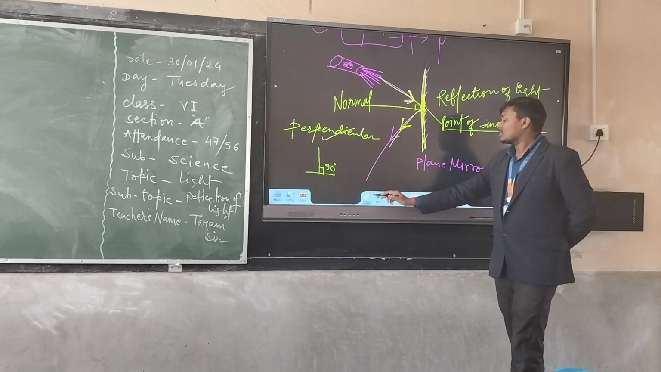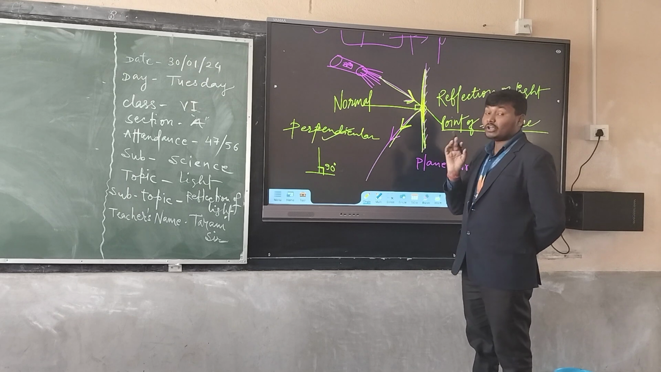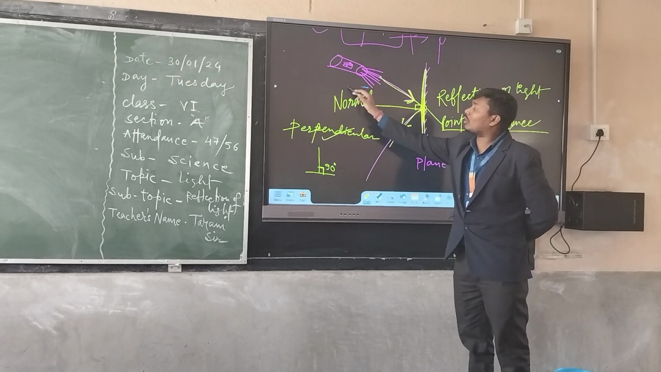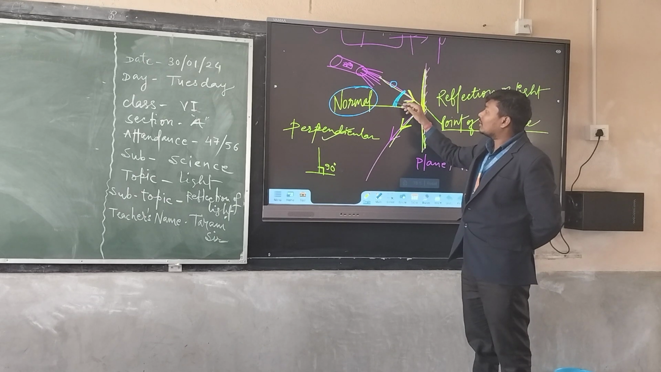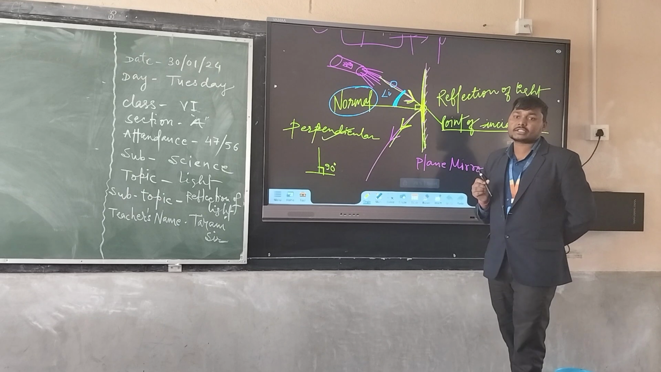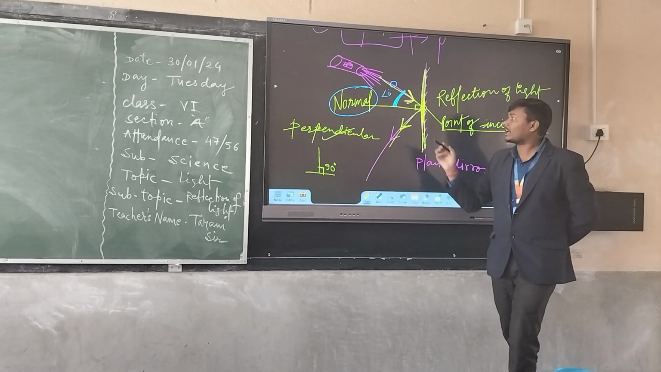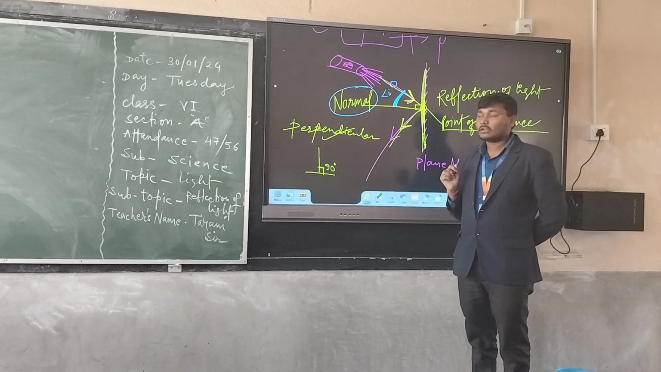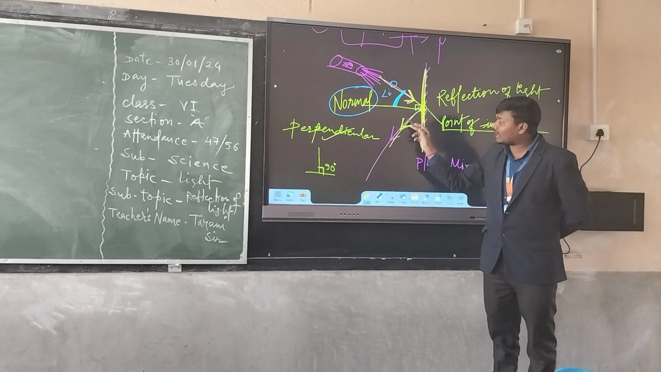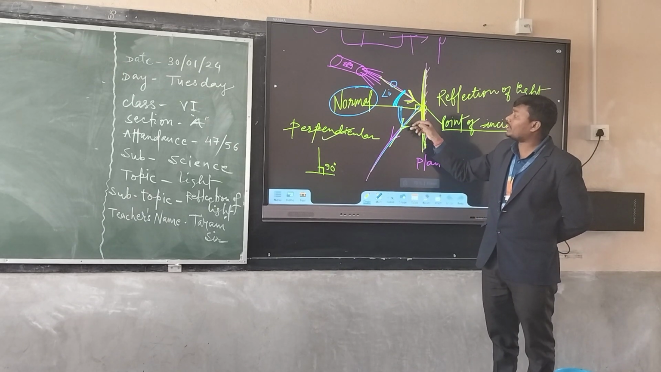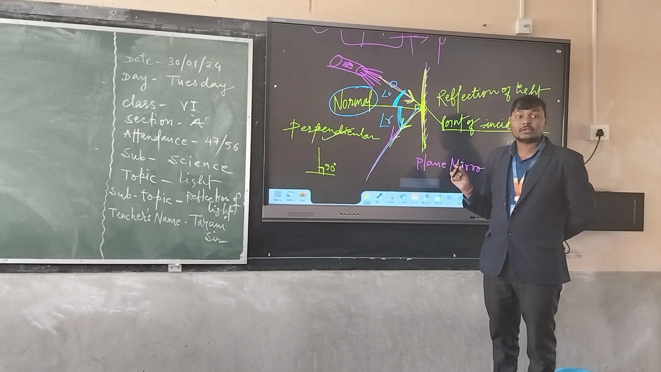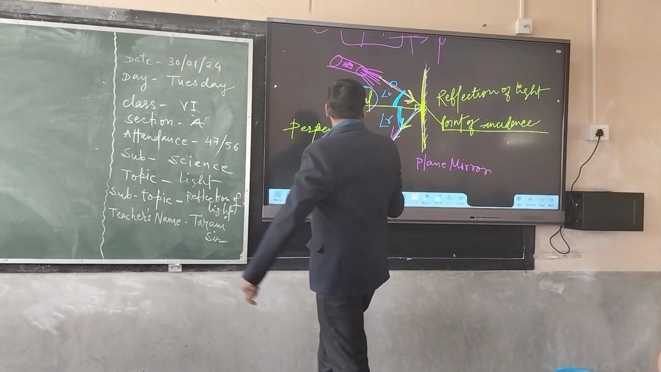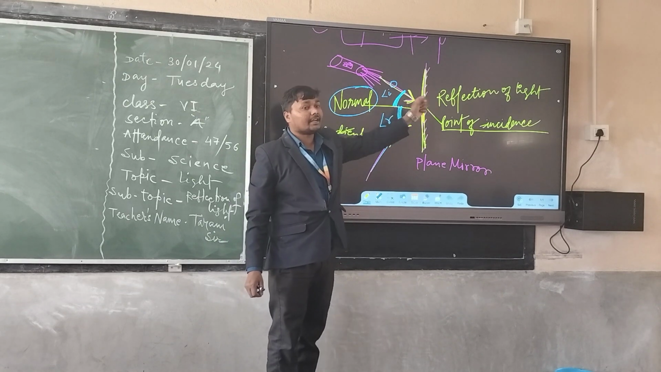Here we can find two different angles. The angle between the normal and the incident ray is said to be the angle of incidence. And the angle between the normal and the reflected ray is said to be the angle of reflection. So during the reflection of light, what happens?